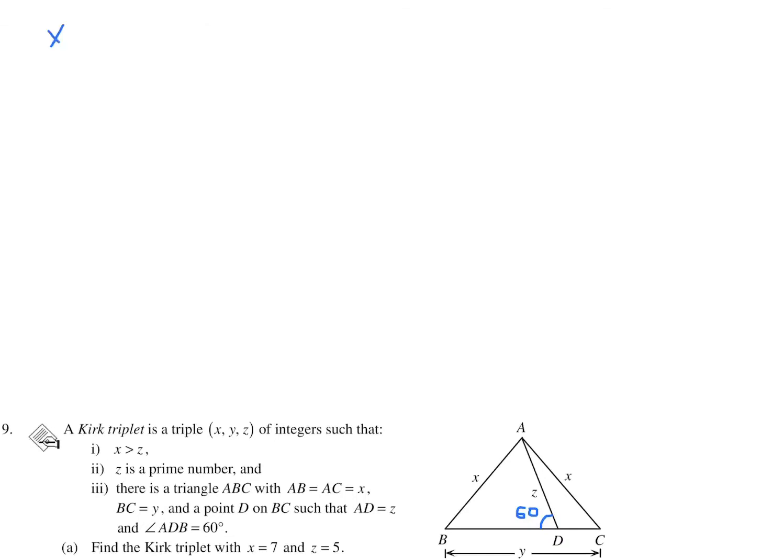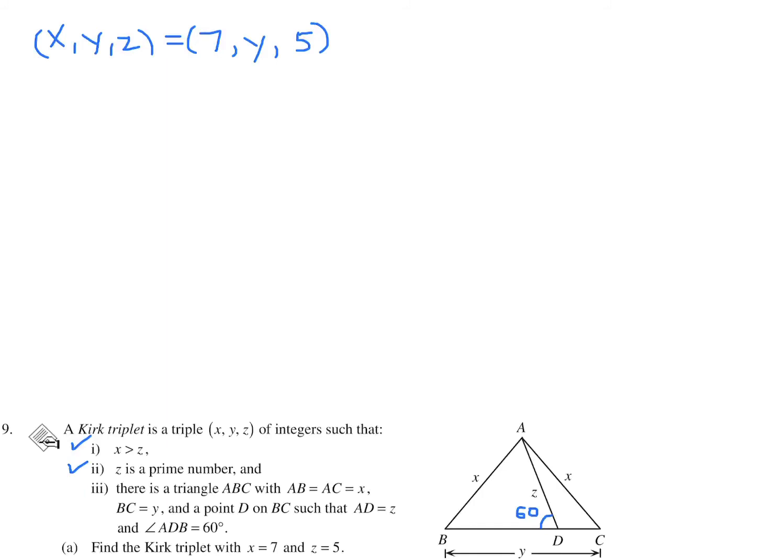So our triplet is of the form x, y, z, and they have already given us x as 7 and z as 5. And they want you to obviously figure out y. Now let's see if our conditions are met. Is x greater than z? Yes, it is. 7 is greater than 5. Is z a prime number? Yes, it's 5. So obviously we have to now concentrate on the third condition.